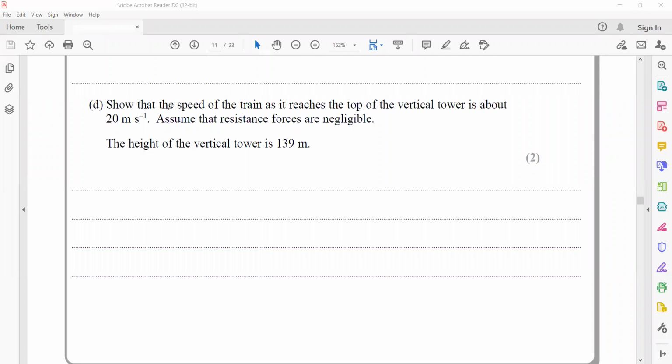So the next part: show that the speed of the train as it reaches the top of a vertical tower is about 20 meters per second. So basically what we assume is initially it will have kinetic energy, and that kinetic energy is transformed into potential energy. So the decrease in kinetic energy is equal to the gain in potential energy. Kinetic energy is half mv squared and potential energy is mgh.